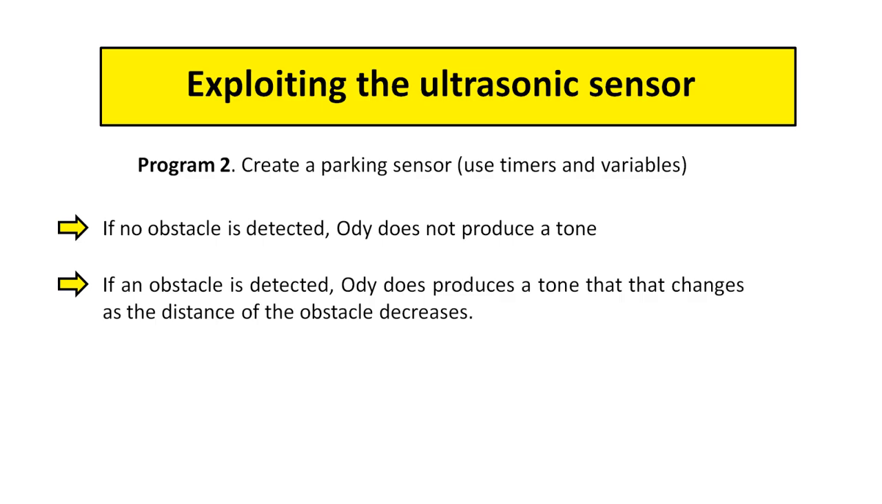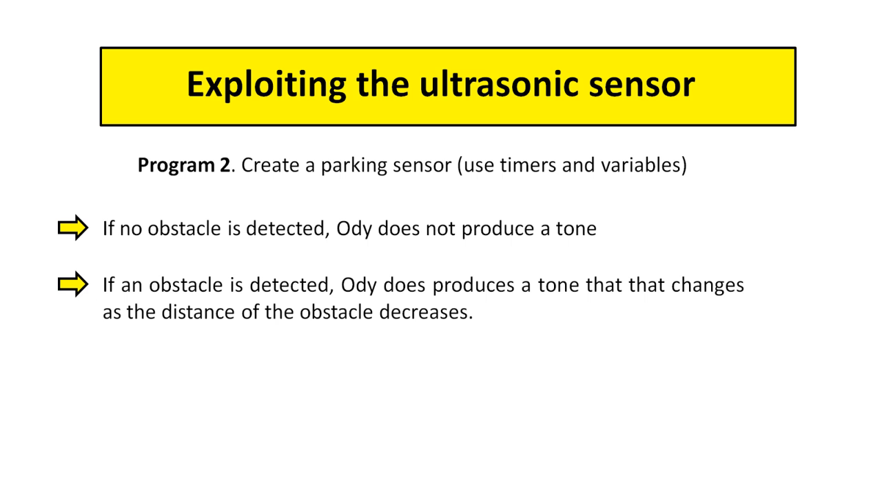Let us now exploit our sensor by creating a parking sensor. This is certainly more difficult than the previous program. The difficulty lies in the fact that we are going to use timers and variables. A parking sensor produces a repeated beep that serves as an indicator of the space available to the driver when moving backward. If no sound is produced, the area behind the car is free.